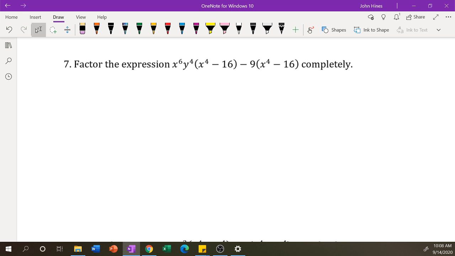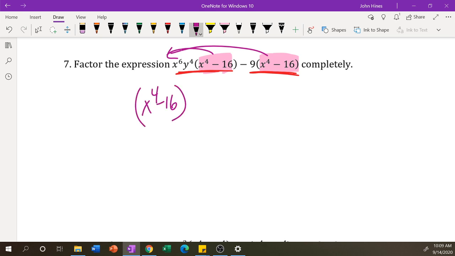Oh, all right, so let's see what we've got here. Well, I'm seeing a 2-termed expression. That thing and that thing, which thankfully they both have a common factor. So let's undistribute that common factor of x to the 4th minus 16, which leaves me with x to the 6th, y to the 4th, minus 9. All right, I can do this.